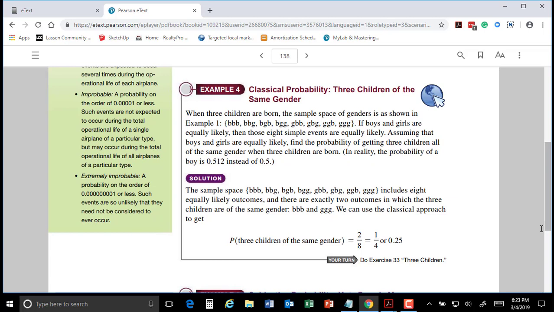Okay, here's back to the counting rules. How many do we have? 3 choices. I mean 2 choices, but look at the different combinations. If boys and girls are equally likely, then those events are equally likely, assuming that boys and girls are equally likely. So look, it says in reality the probability of boys is 0.512 to 0.5. Somebody tell me, how does nature know that? How do they know that a kid is going to try to plug a wire into an outlet? And most likely it's a boy.